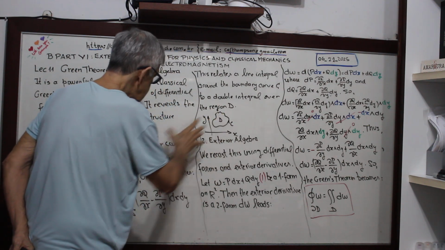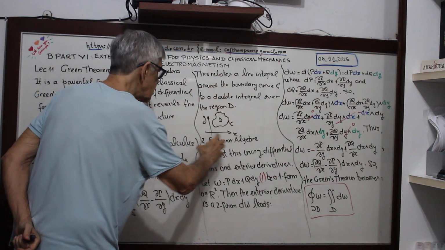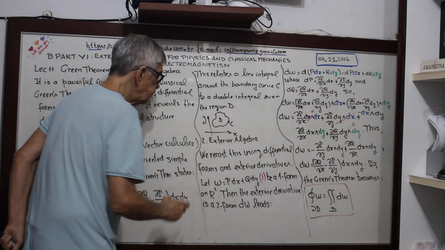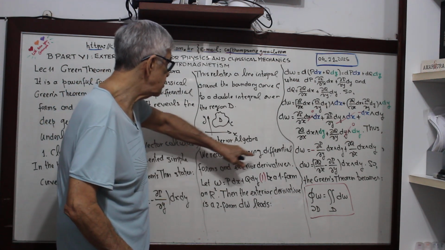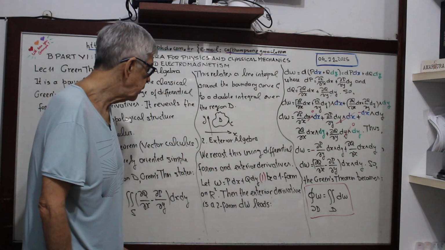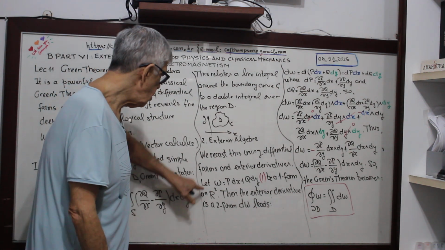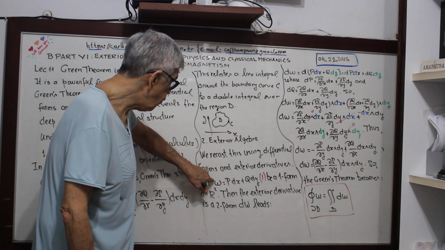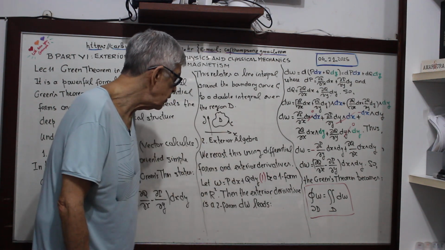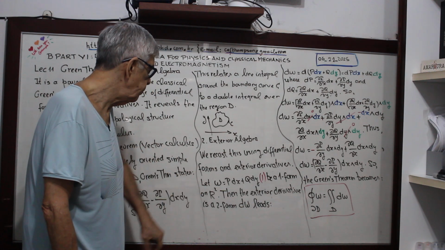This is classical mechanics. We will apply this to the exterior algebra. Now, item 2, exterior algebra. We recast this using differential forms and exterior derivatives, as we did for the Gauss theorem. Let the one form omega equal P dx plus Q dy, called relation 1. Let this be a one form on R2.